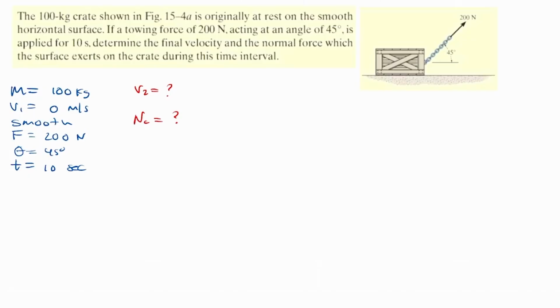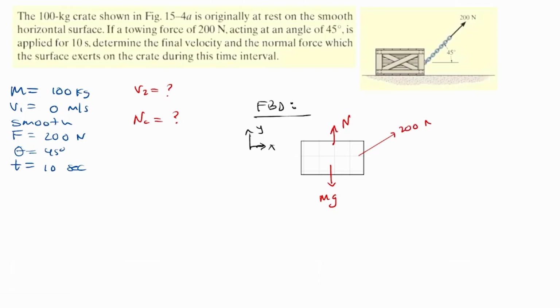So once again, for our kinetics, we're going to draw the free body diagram for this box. What forces do we see? Once again, this is in the x and y coordinates. We have the normal force acting perpendicular to the ground, we have the weight, and then we have the 200 newton force at an angle of 45 degrees. So notice all forces are constant. So whenever we need to figure out the impulse, we can use the constant one.